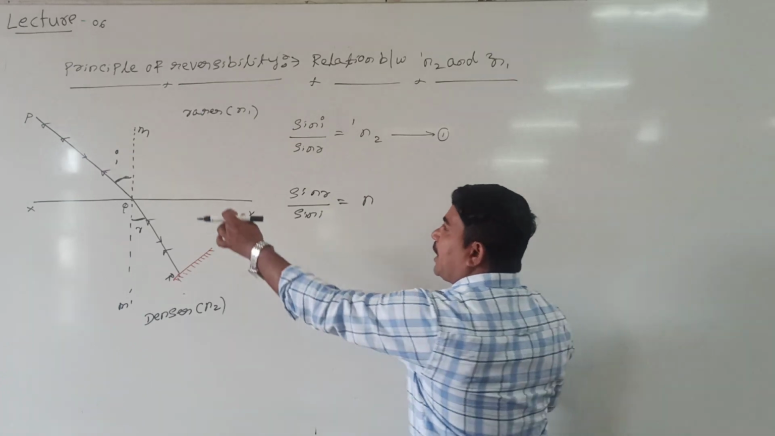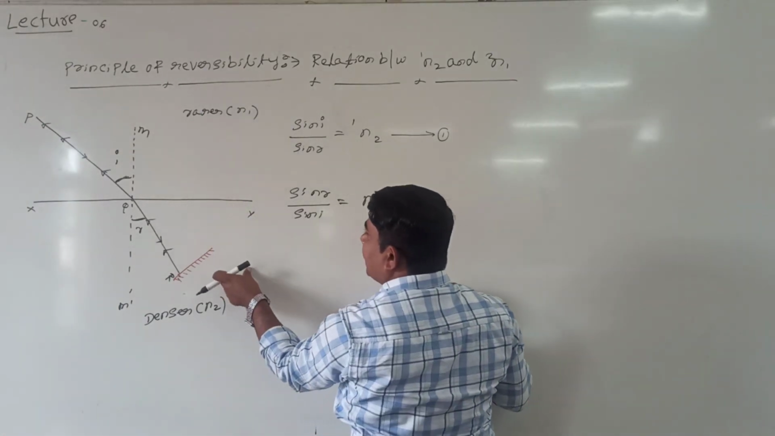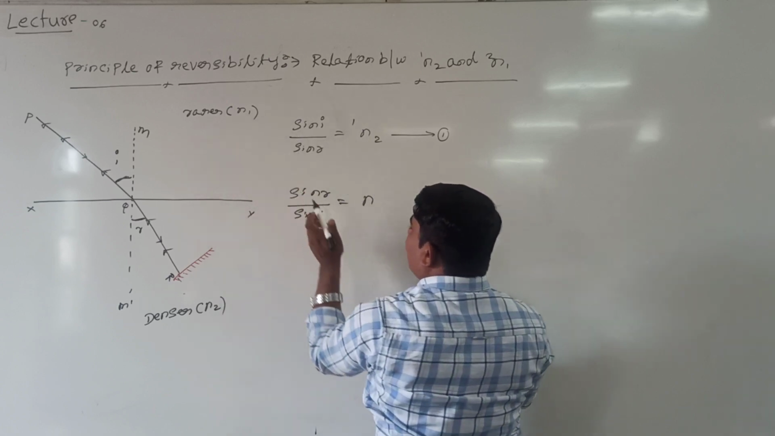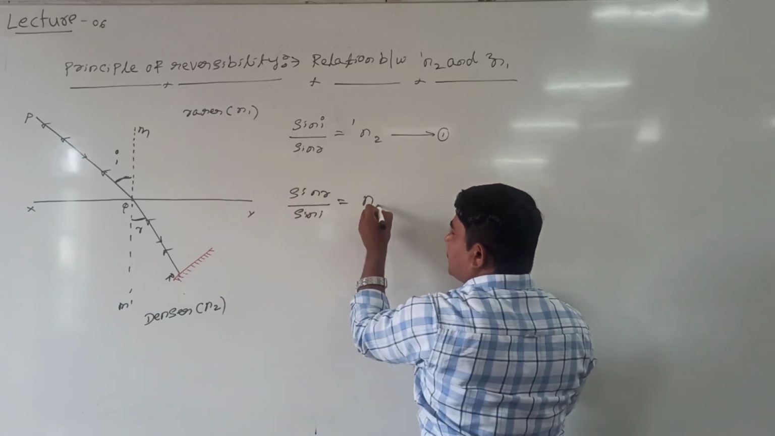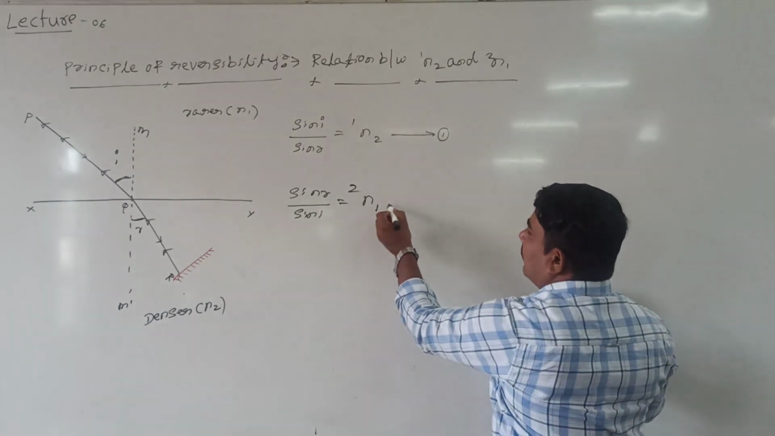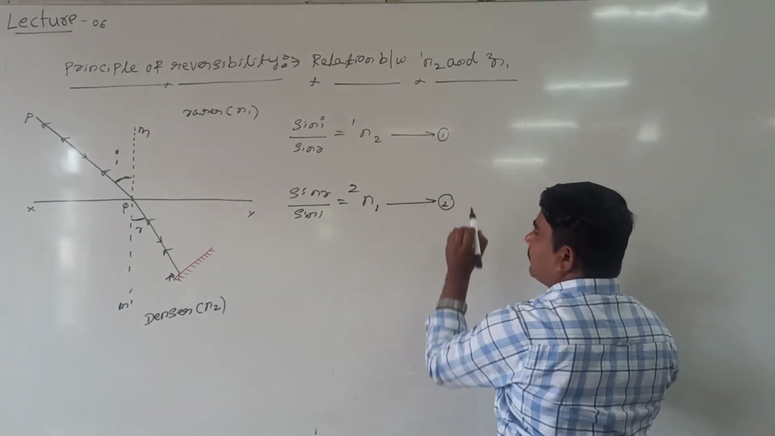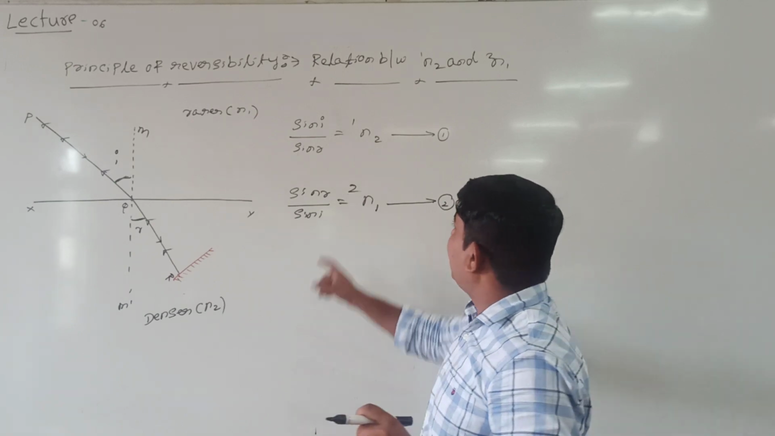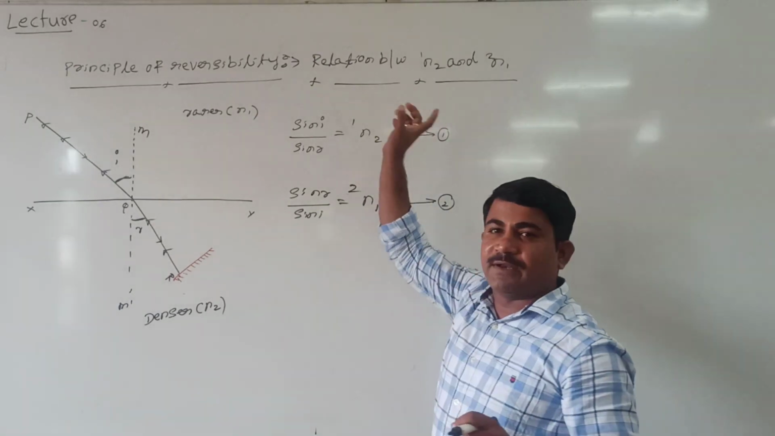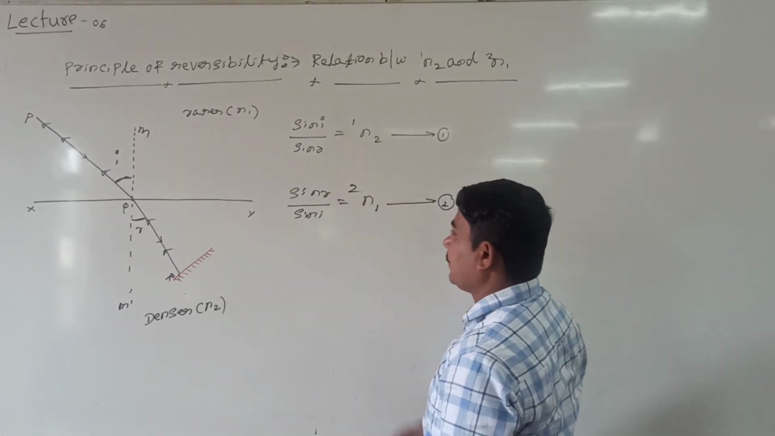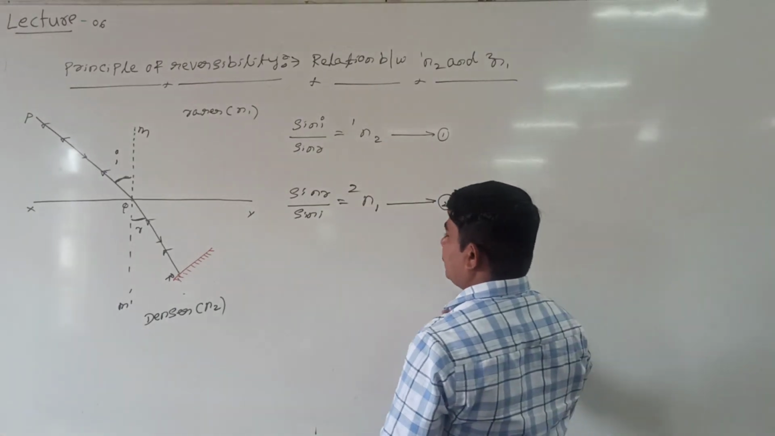Now, the refractive index of the second medium with respect to the first medium, here the refractive index of the rarer with respect to the denser, we write as the refractive index of the rarer medium with respect to the denser medium. Now I can call this equation number 2. What I need is the relation between n21 and n12. See here. Simply multiply equations 1 and 2. What will we get?